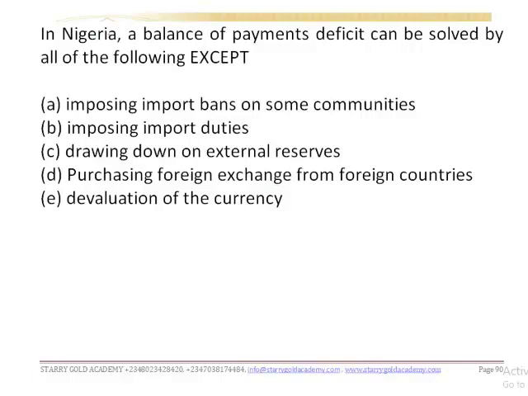So in Nigeria, a balance of payment deficit, a balance of payment that is not favorable, can be solved by all of the following except purchasing foreign exchange from foreign countries. When I say purchasing foreign exchange, they are still compounding the woes of the deficit in the balance of payments. It is not the right way to control it at all. Option D is the answer.